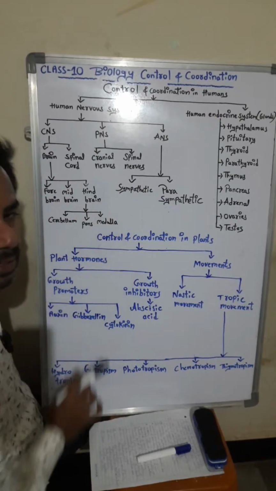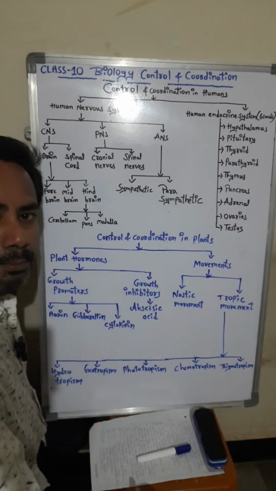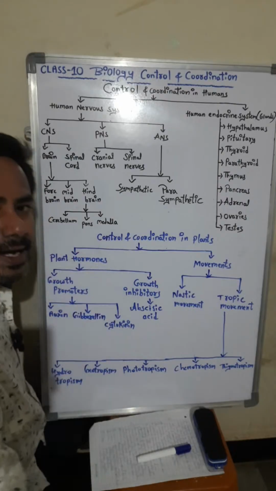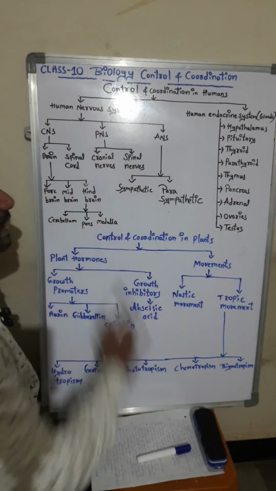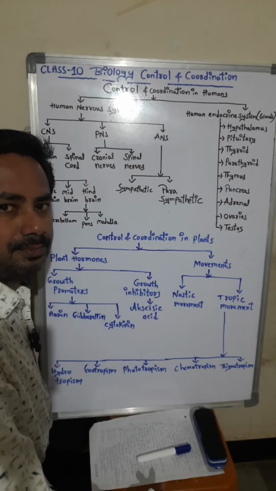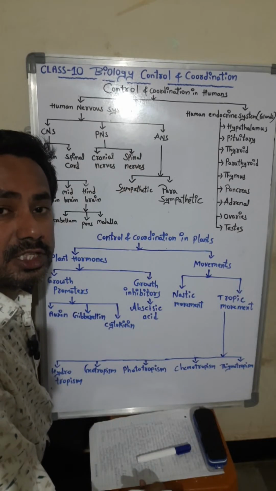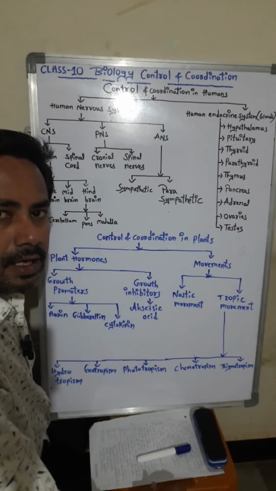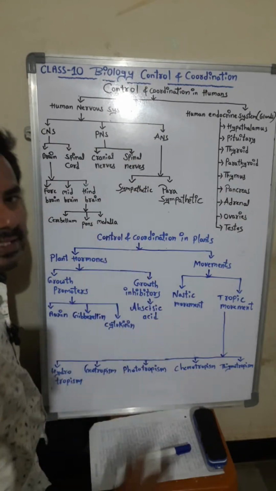Hindbrain has some different parts: cerebellum, pons varolii, and medulla oblongata. Okay, fine. So PNS, nerves. Nerves come under PNS, the peripheral nervous system. What is PNS? P, peripheral; N, nervous system. All nerves come under PNS.